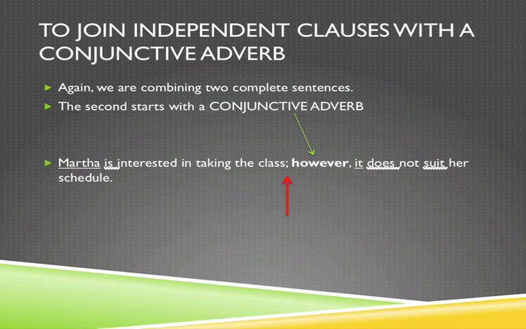Again, to the left of the semicolon, that could stand on its own. Martha is interested in taking the class, period. And then to the right of the semicolon, we could write, however, comma, it does not suit her schedule. Both of those halves could stand on their own. They are both independent clauses. But for whatever reason, stylistically or whatever, we want to join them into one sentence. That's totally doable. The best way for us to do that in this case is to add a semicolon between those two clauses. So, Martha is interested in taking the class; however, it does not suit her schedule.